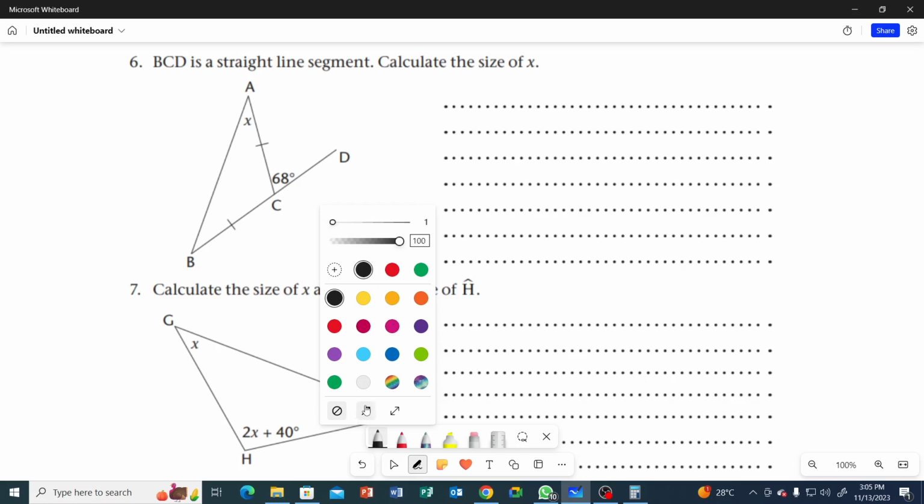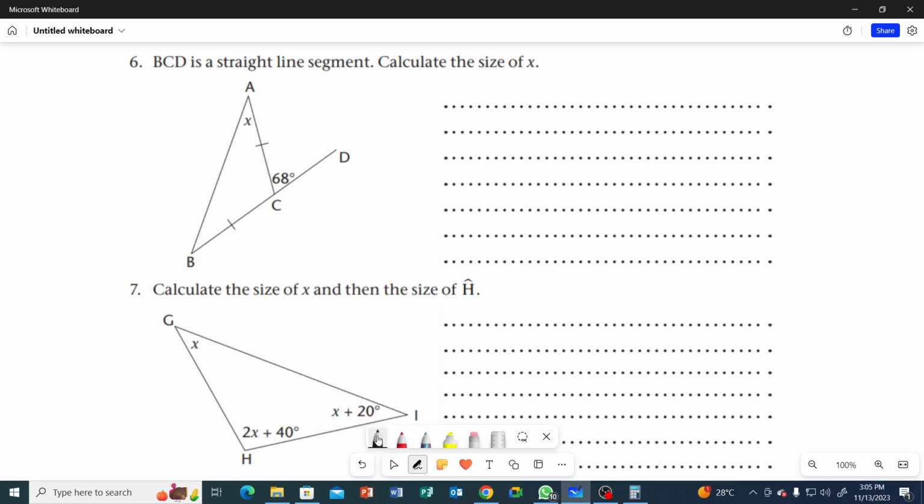Let's hope that it will work out. Now looking at this triangle, we are told that this side is equivalent to this side, which makes this triangle an isosceles triangle. So what happens in an isosceles triangle? The base angles are equal, meaning that B is also equal to x.